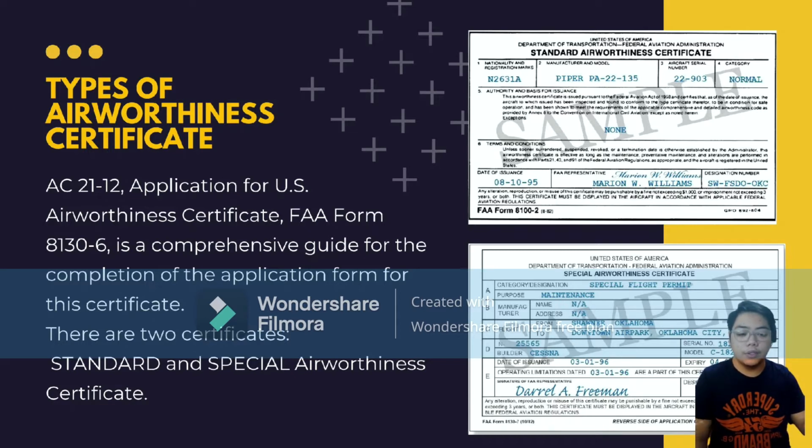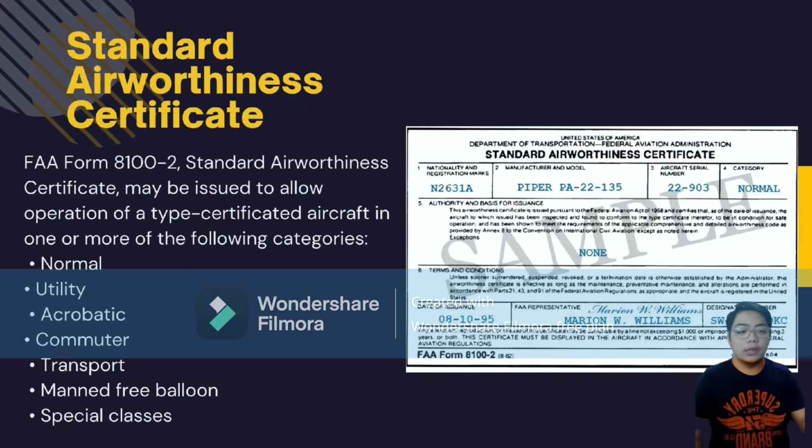AC 21-12, Application for U.S. Airworthiness Certificate, FAA Form 8130-6, is a comprehensive guide for the completion of the application form for this certificate. The first one is the Standard Airworthiness Certificate, FAA Form 8100-2. A Standard Airworthiness Certificate may be issued to allow operation of a type certificated aircraft in one or more of the following categories. First is the normal, utility, acrobatic, commuter, transport, manned free balloon, and special classes.